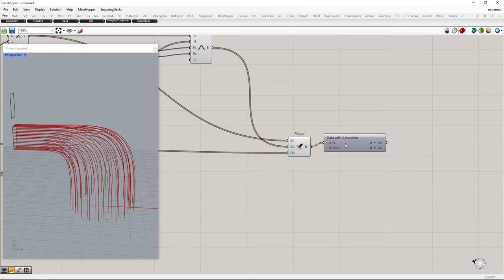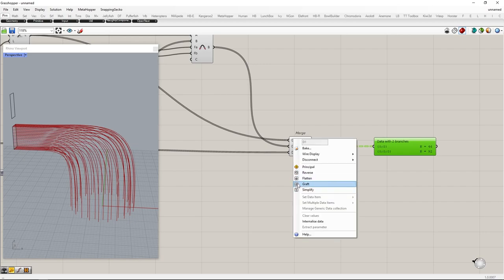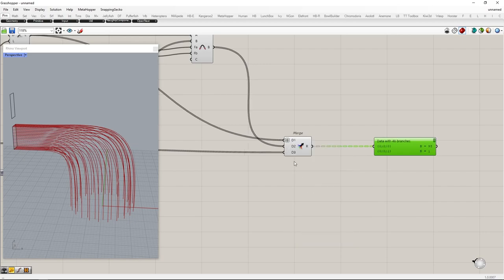Join the original line with the blend curves. Graft and simplify all of them. This will give us a similar data structure. When we merge them, we can get exactly three items in each branch. This makes the joining curve process easy.